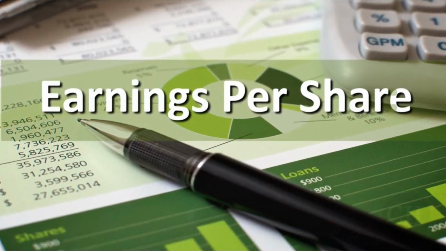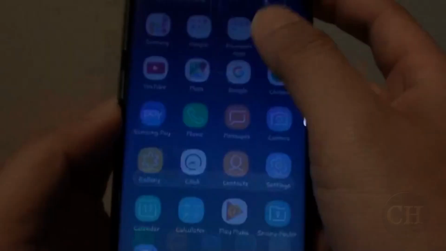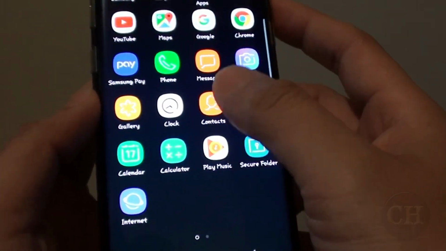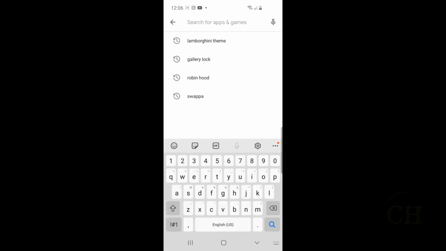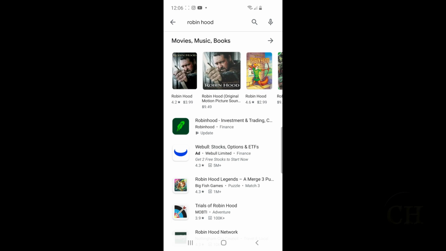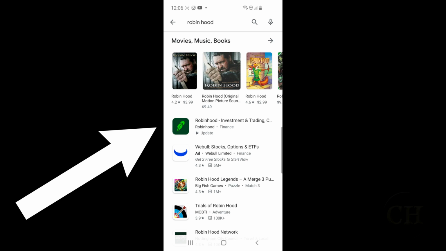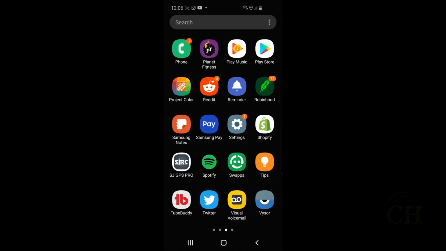So the first thing I want you to do, if you're on Apple, I'm on Android. So Android, we have the Play Store, and I will go in, look for Robinhood, R-O-B-I-N. Now, I already have the app on my phone, but you're going to make sure you look for this green logo with the legion. That is Robinhood. Again, I already have it, so I'm going to go straight into my Robinhood app.